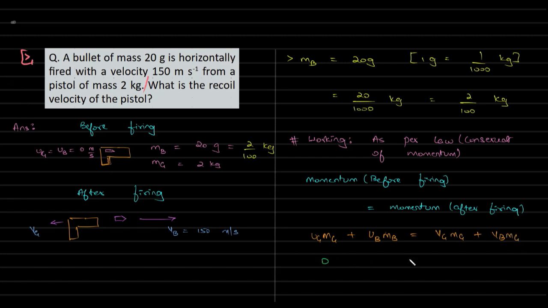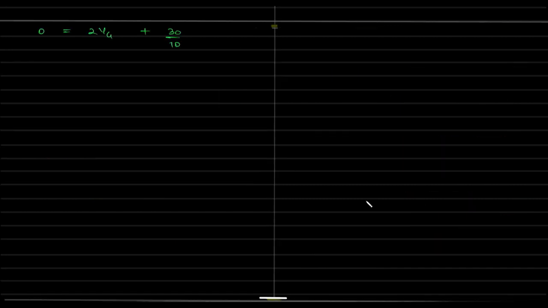So this is 0 and 0, so the left side is 0. On the right hand side we have VG that needs to be found, times 2 kg, plus 150 times 2 by 100. Please don't make any mistake while substituting. Don't take it as 20, then the whole thing will be wrong. So this is 30 by 10, which is basically 3. I made a mistake in the last video, so I'm continuing it here with this set of values. I took this as 30, not 3, so that was my mistake. Now I'm taking it as 3 and I'll continue.